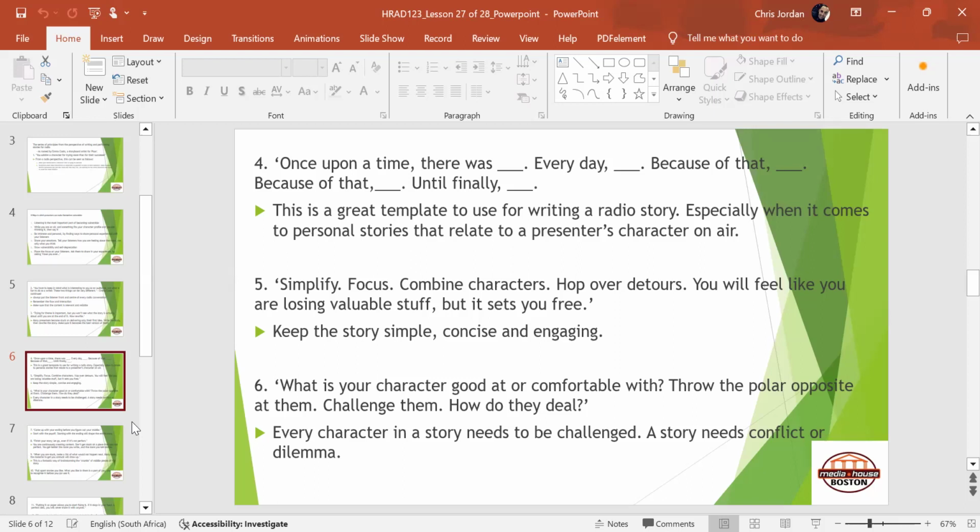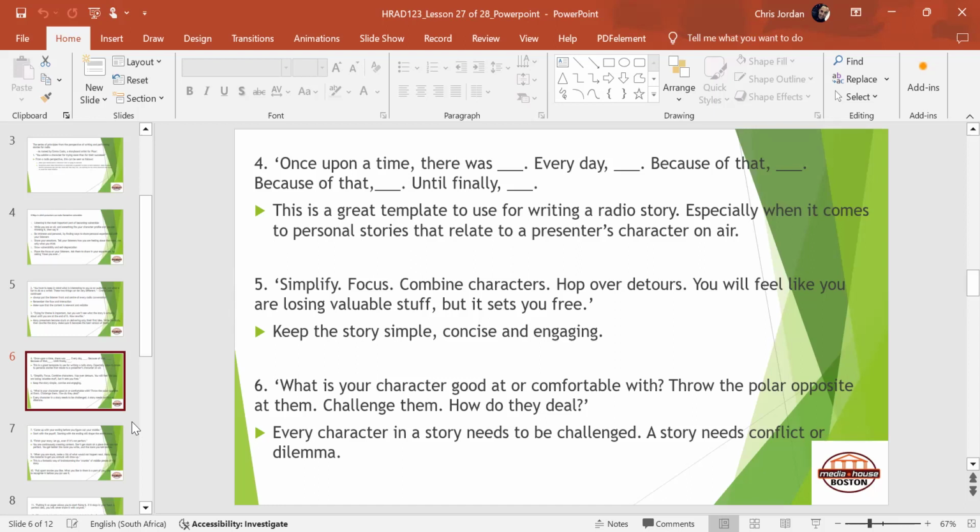Remember, take that one part of the story: simplify, focus, combine characters, hop over detours. You will feel like you're losing valuable stuff, but it sets you free. So keep your story simple, concise, and engaging. Six, what is your character good at or comfortable with? Throw the polar opposite at them, challenge them. How do they deal with that? And how do you in fact deal with it as well?